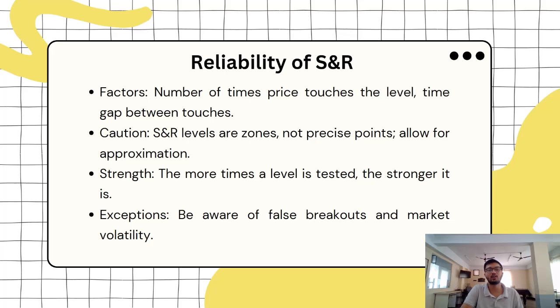The support and resistance levels are zones, not precise points. That's what I was telling you about the rectangles. It cannot be a precise point. It has to be zones. And the more times a level is tested, the stronger it is.